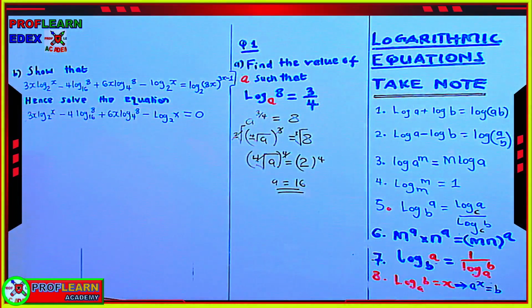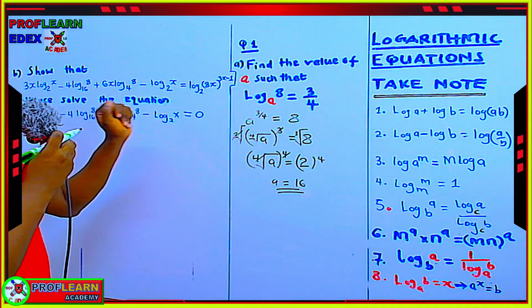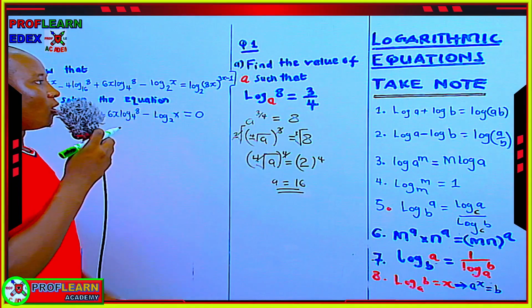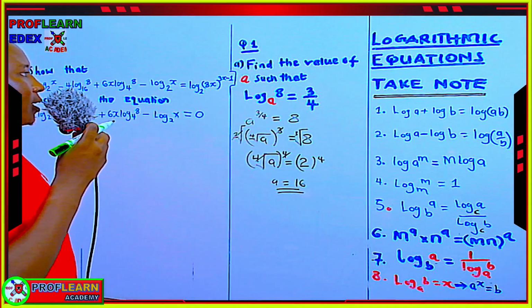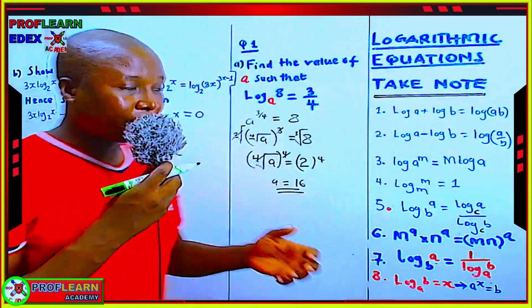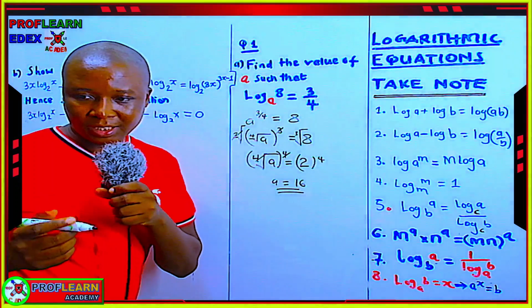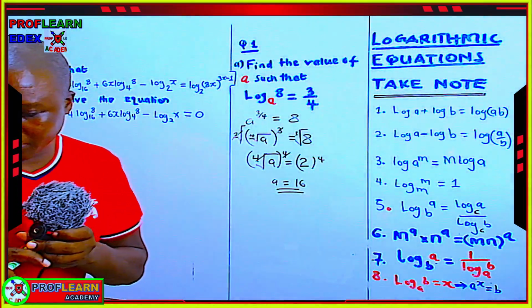The next question is that we need to show that 3x log x base 2 minus 4 log 8 base 16 plus 6x log 8 base 4 minus x log x base 2 is equal to log 8x raised to power 3x minus 1 base 2. So we are going to verify that whatever we have on the left hand side is equal to the right hand side. How are we going to go about this particular question?